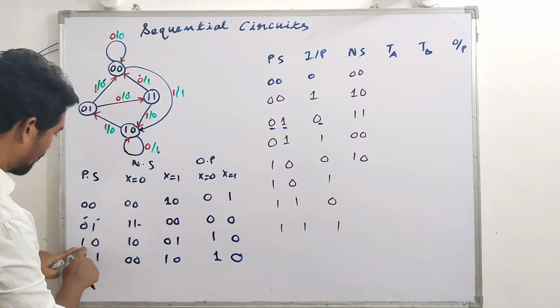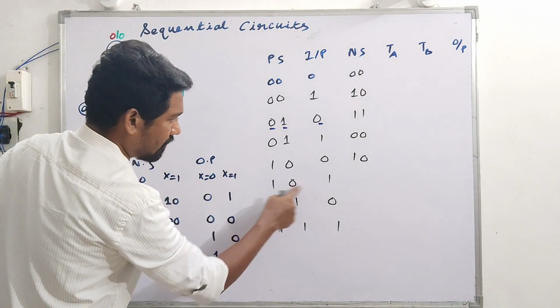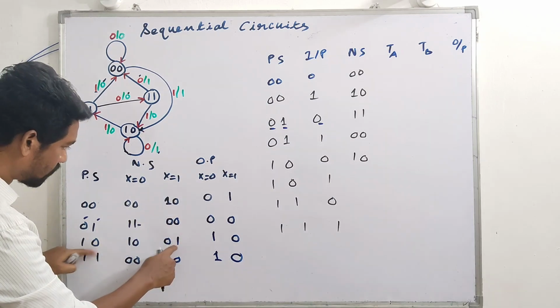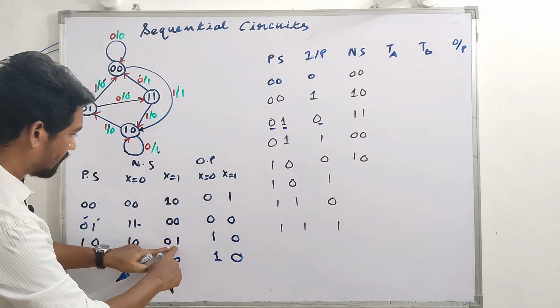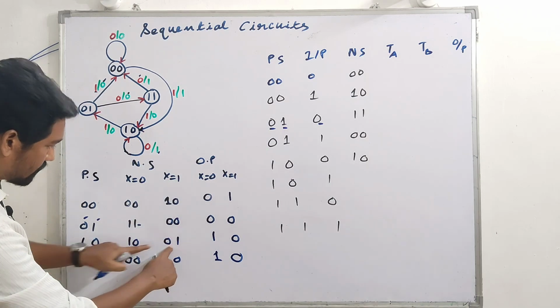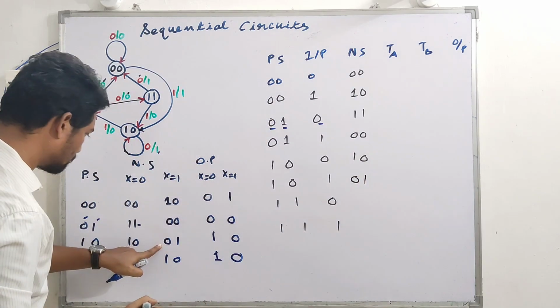And for the same 1 0 state, when the input is 1, the next state is 0 1.